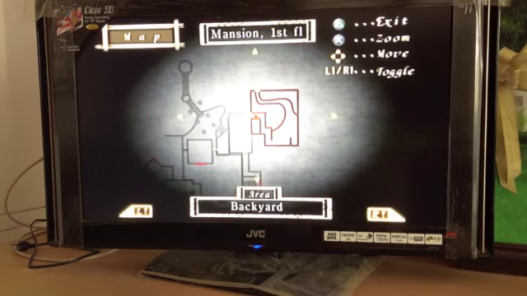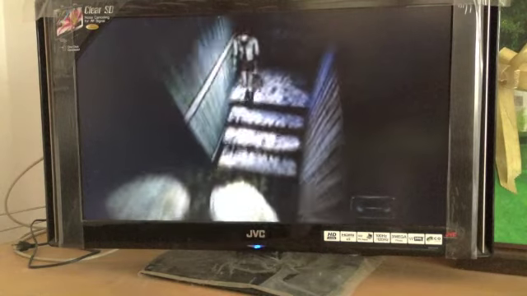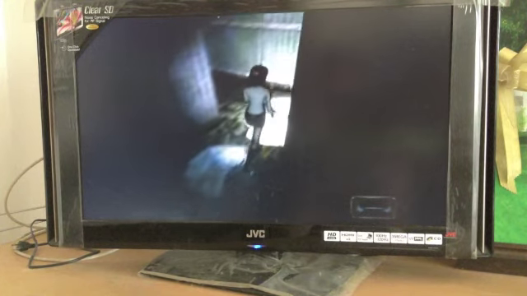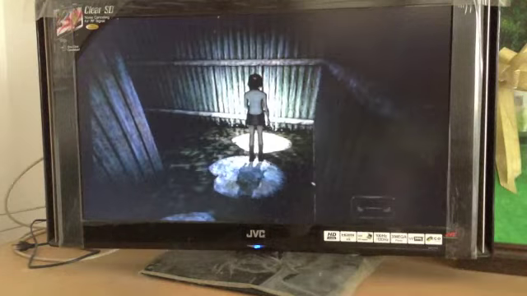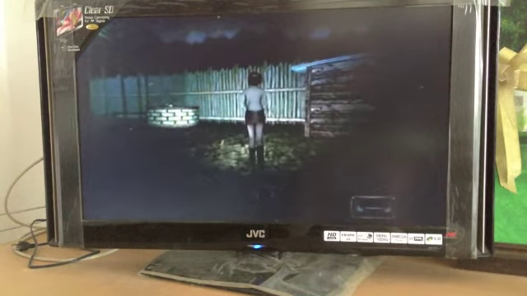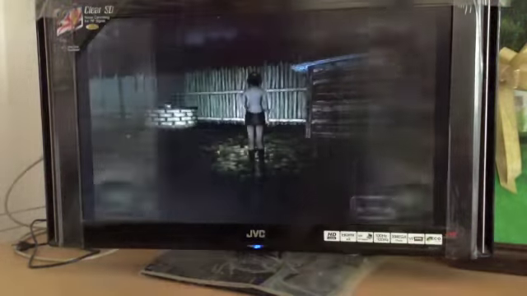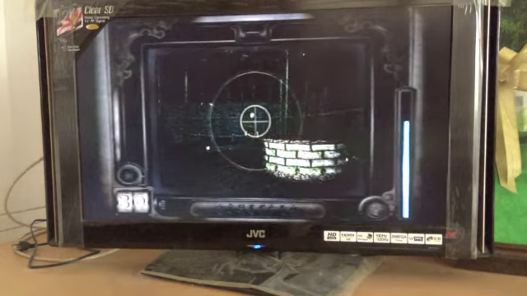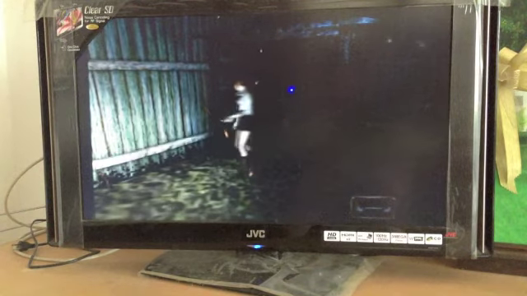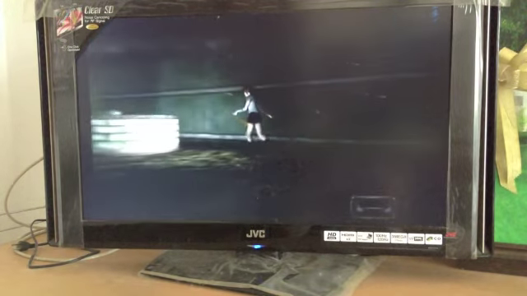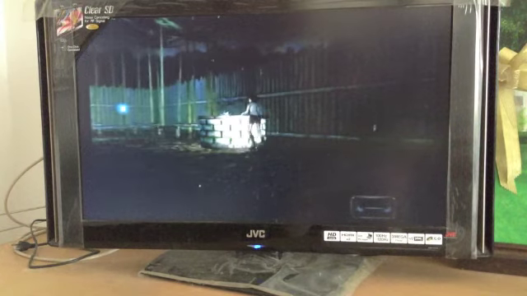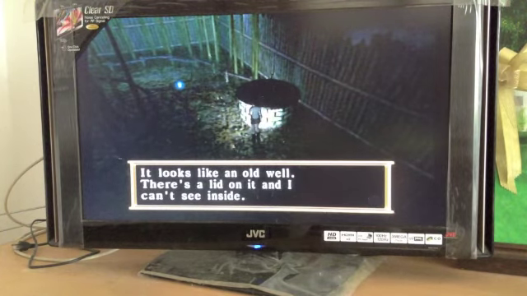Where am I now? Backyard. And I think there's a save point. Wrong button. Yeah, there's a save point here. Whoa! Man in backyard. Okay. Third stone. Whoa. What the heck is that? Looks like an old well.